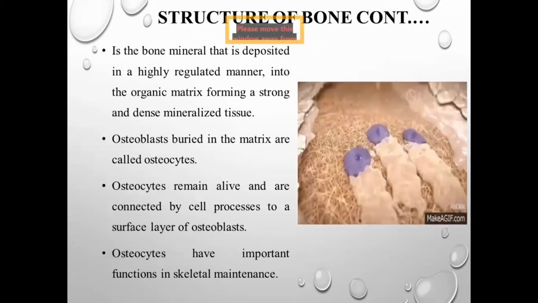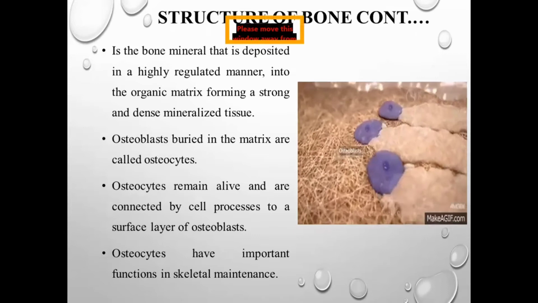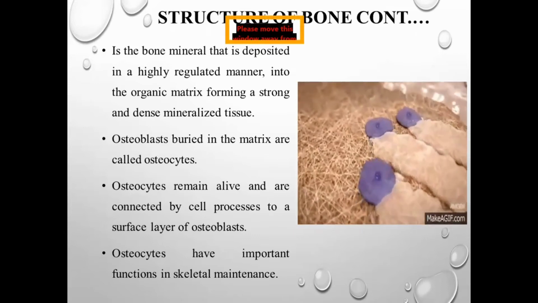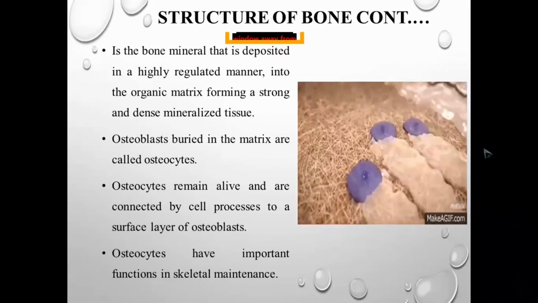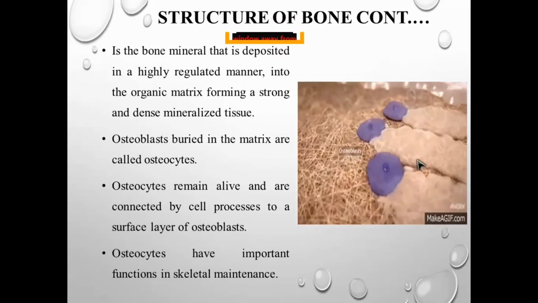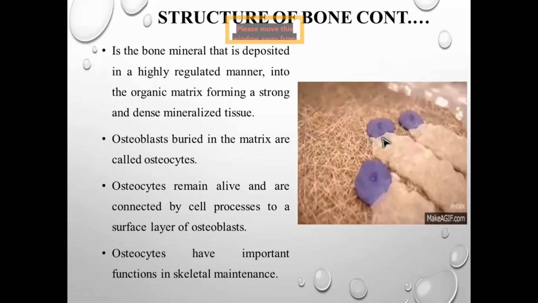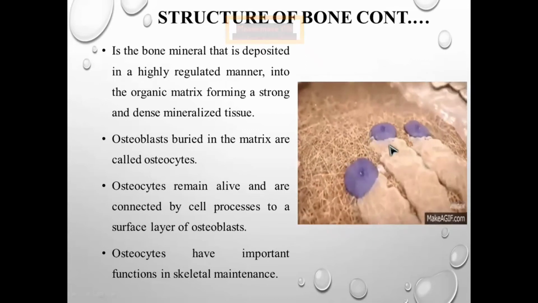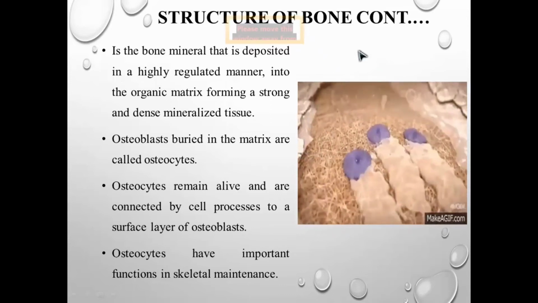Bone minerals are deposited in a highly regulated manner into an organic matrix, forming a strong and dense mineralized tissue. I will let you see. In the diagram, you can see this is our new bone, which is going to be synthesized by our osteoblast cells, which have a single nucleus. You can find the nucleus, and these are the new bone forming on the surface of the bone.